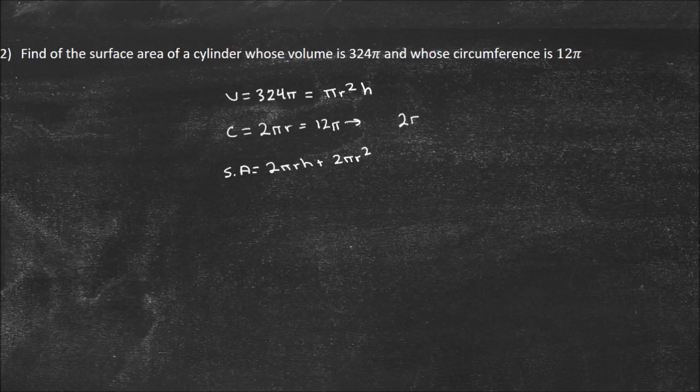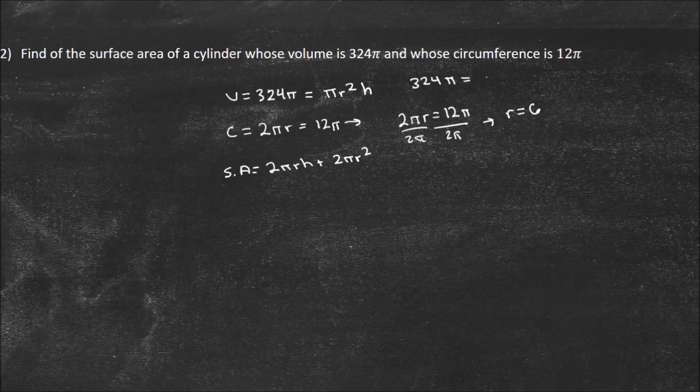So 2 pi r equals 12 pi. I'm going to divide by 2 pi, not 12 pi, to get r by itself. And I get r equals 6. Okay, so if r equals 6, that's good. The other thing that I need is the height of the shape, which I can figure out with the volume.